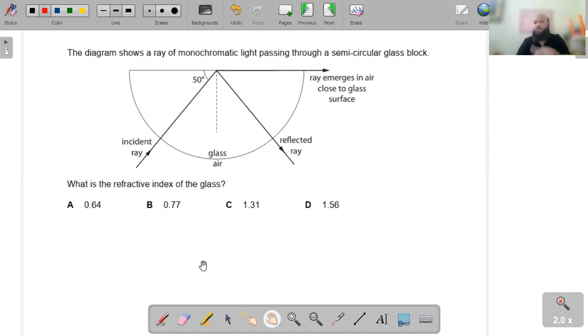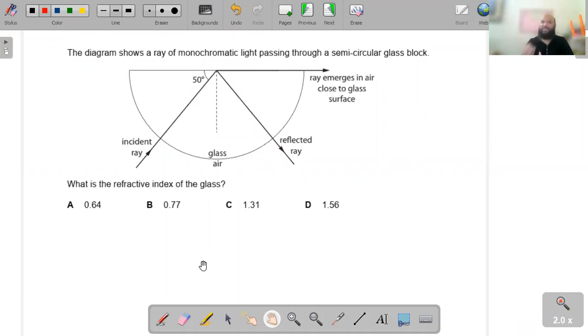Why does he say monochromatic light? Because if he said just light and not monochromatic, it means dispersion will happen. So he says monochromatic to tell me there is no dispersion here. Dispersion means white light is analyzed into the seven colors of the rainbow. Monochromatic light passing through a semicircular glass block. What is the refractive index of the glass?